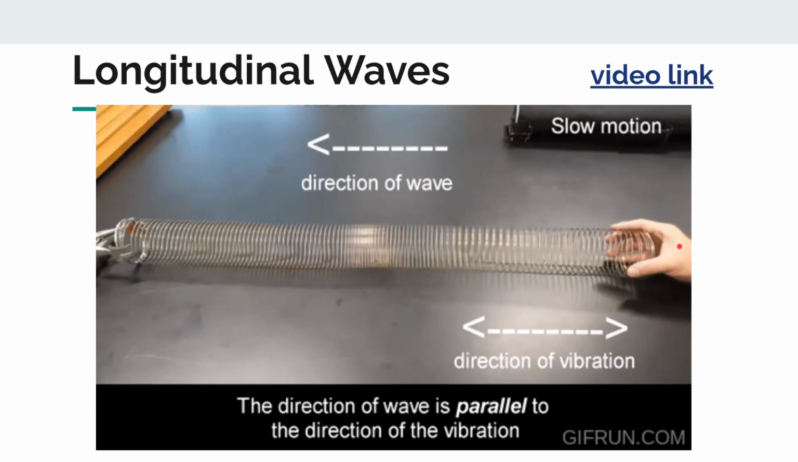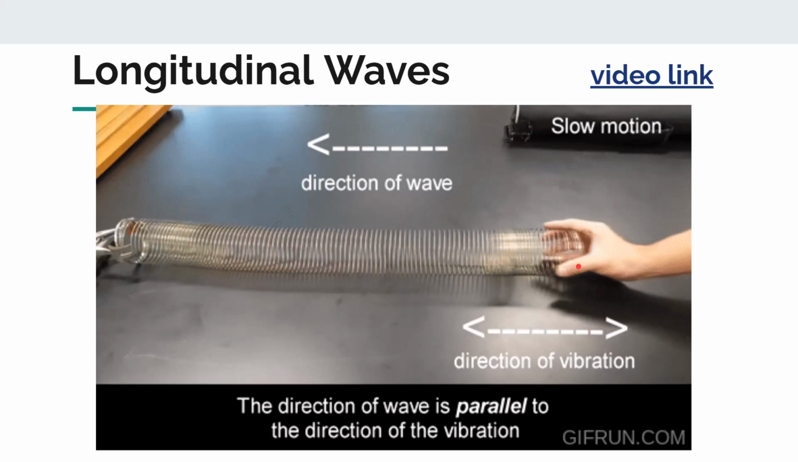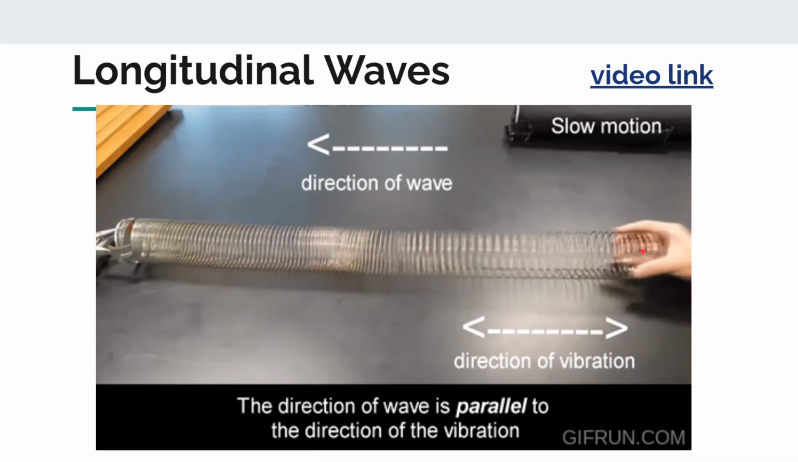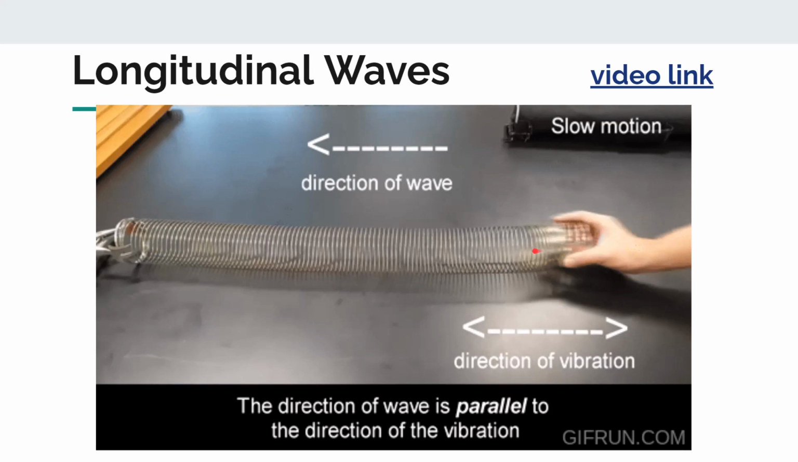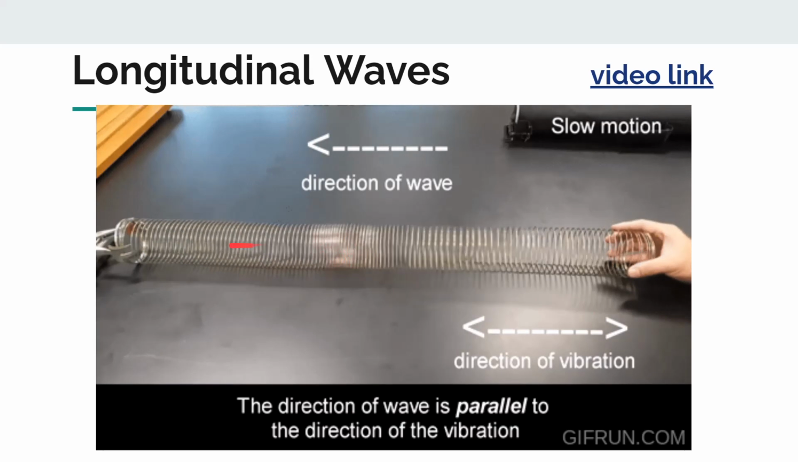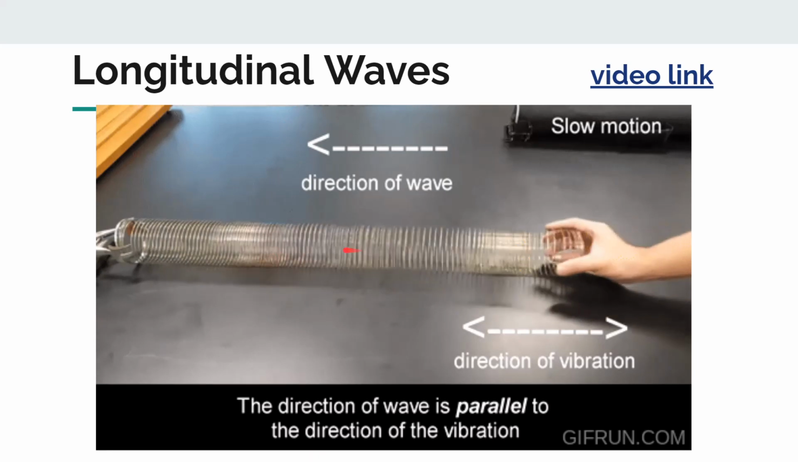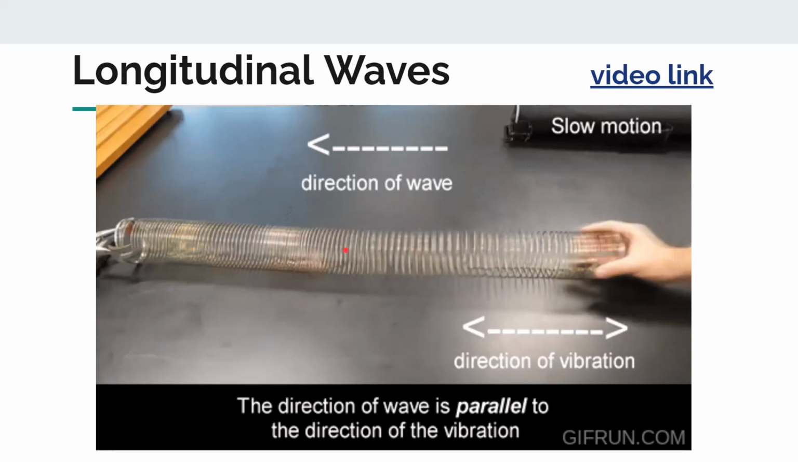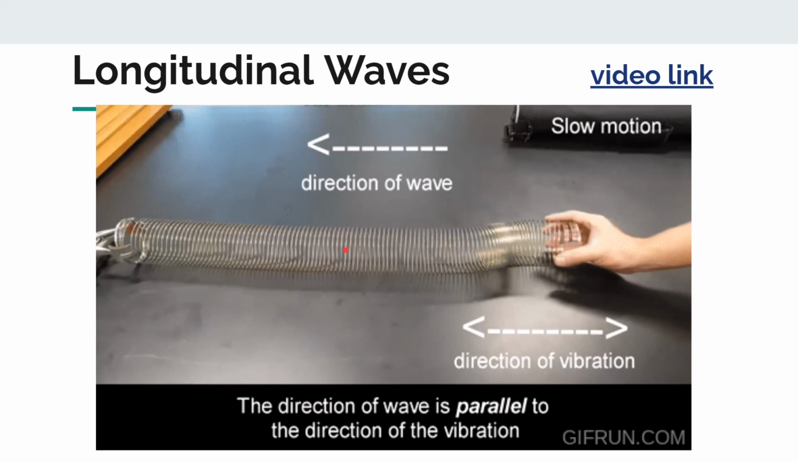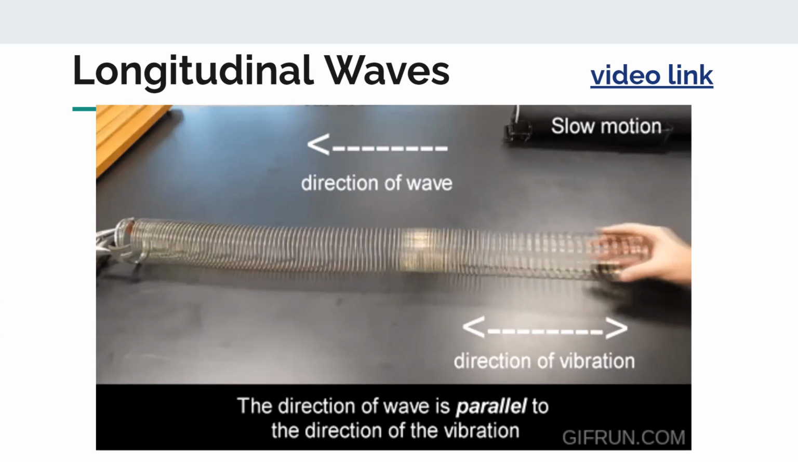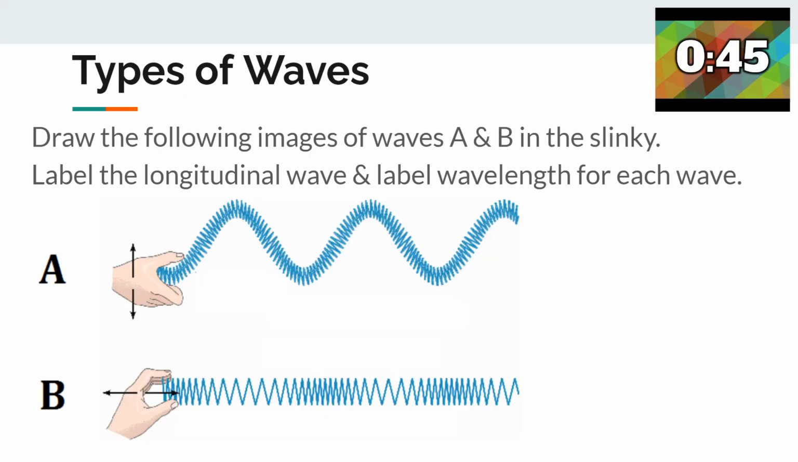So again, here is an animation of a longitudinal wave in a slinky. You can see that he sends wave pulses in the slinky, and you can watch these compressions propagate to the left. And then you can also see the actual rings of the slinky vibrating back and forth. So again, everything here is parallel. The direction of the wave is parallel to the direction of vibration. That's what's going to characterize your longitudinal waves.